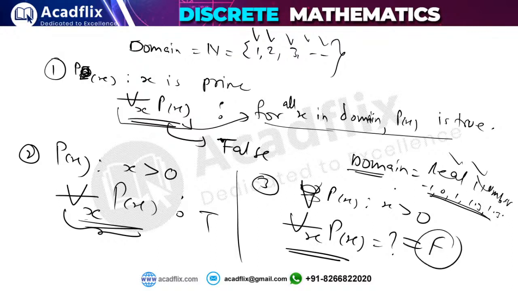Why? Because now our domain has changed. Remember, this for all quantifier is talking about all the elements of the domain. If you change the domain, then basically its universe will change. So now it is talking about all the real numbers. For example, this -1 is not greater than 0. So for this -1, P(x) has become false. So this complete thing, for all x P(x), will become false.